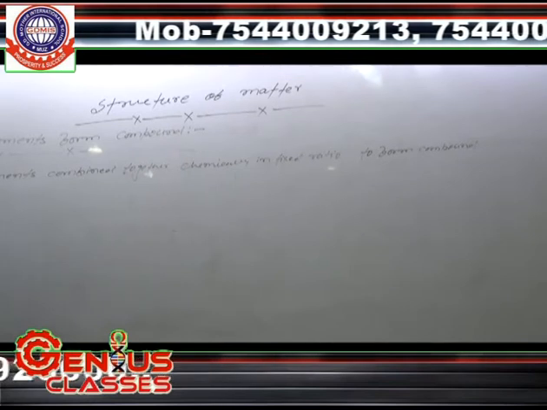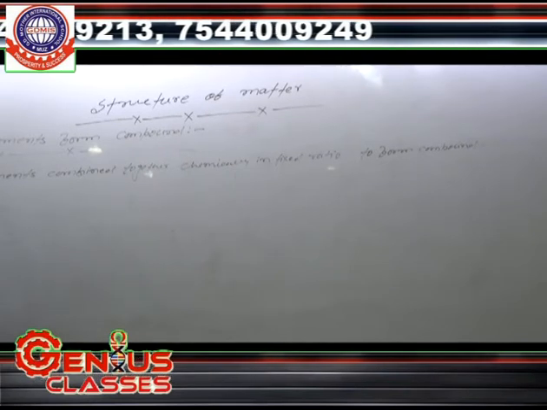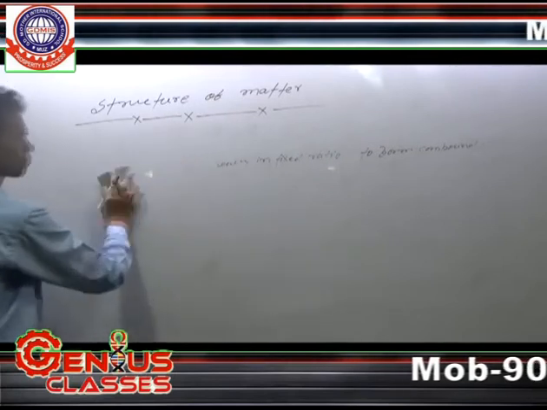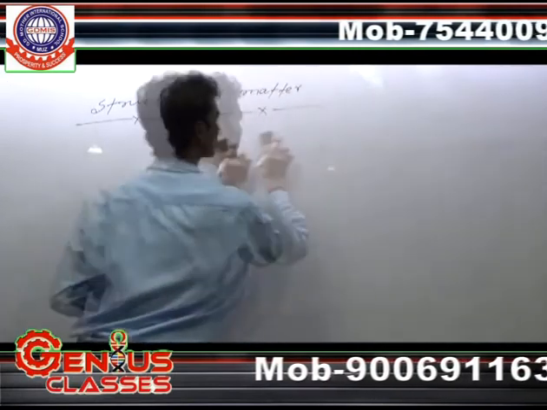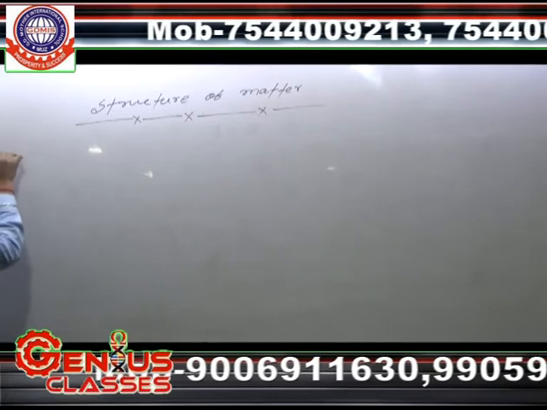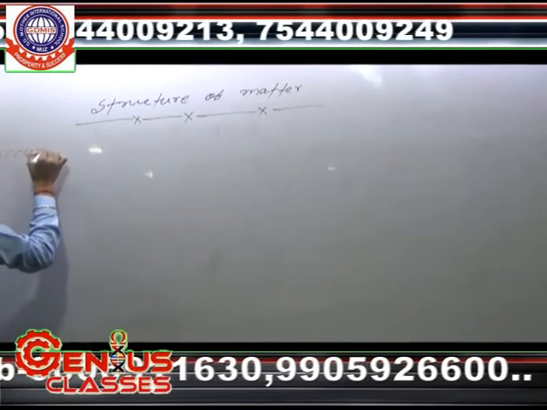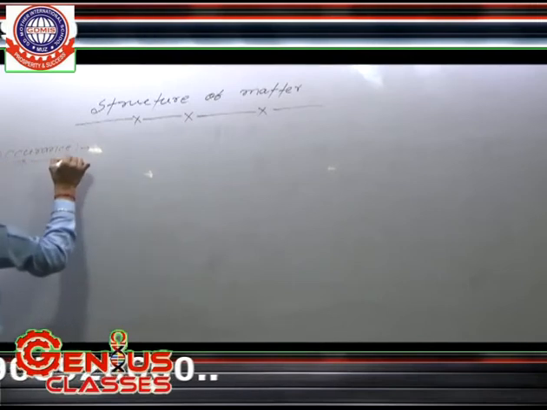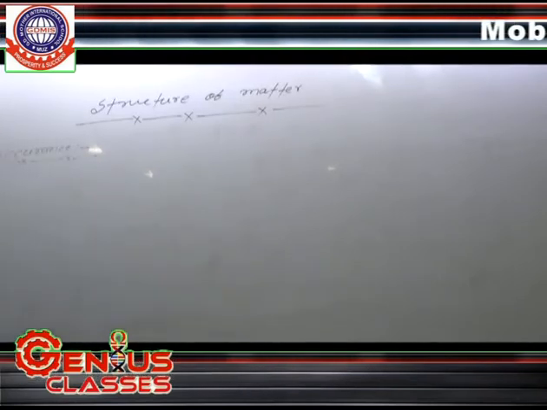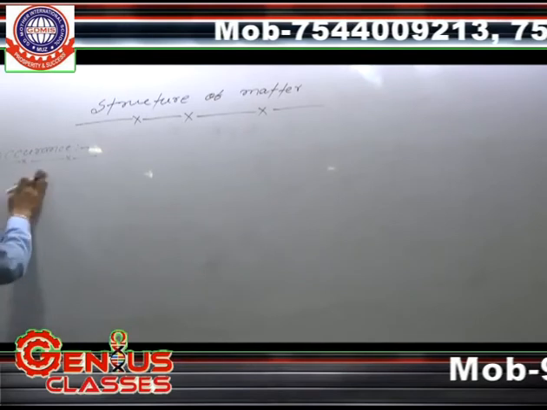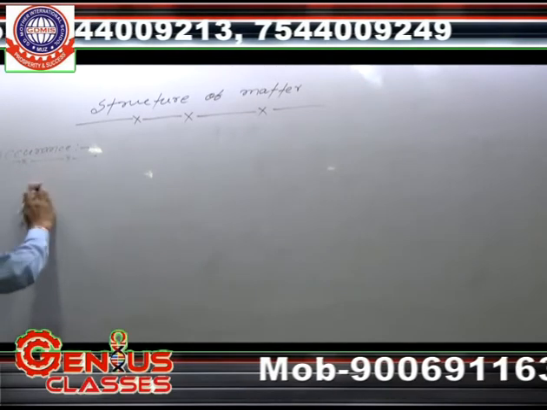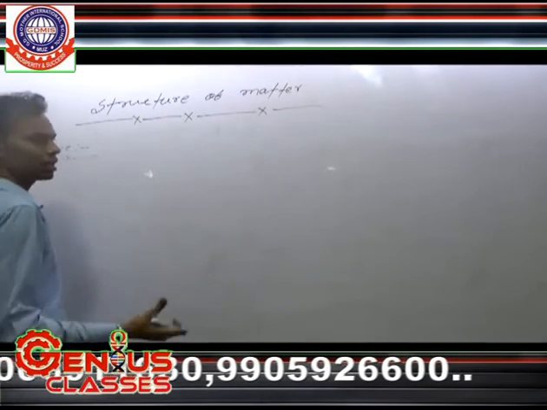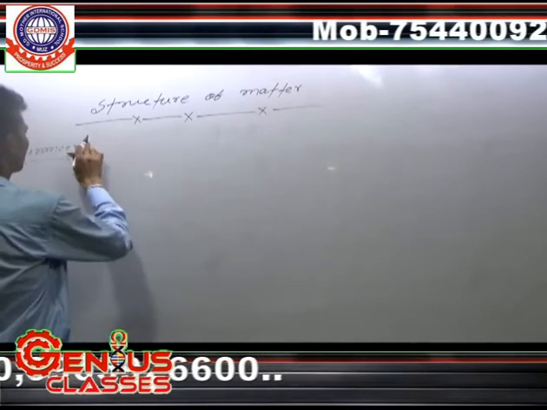Now our next topic is occurrence of these elements. We will talk about occurrence. So we can understand this topic as occurrence in earth crust.